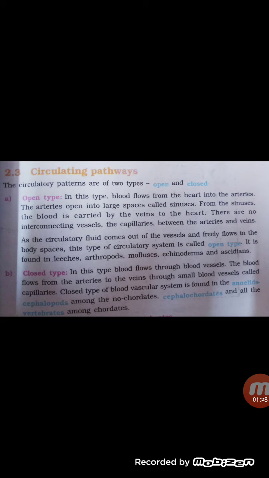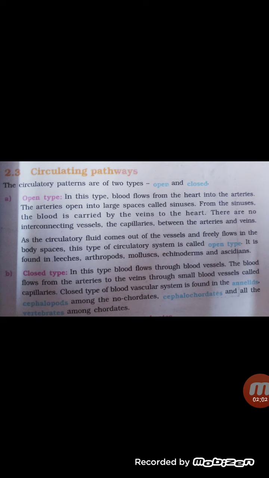Next, coming to the second one, closed type. In this type, blood flows through blood vessels. The blood flows from the arteries to the veins through small blood vessels called capillaries. Closed type of blood vascular system is found in the annelids, cephalopods and all the vertebrates among chordates. So, circulatory pattern is of two types. First one is open type and second one is closed type.